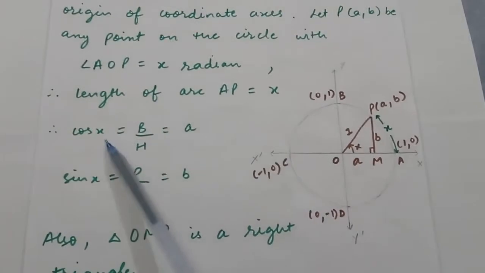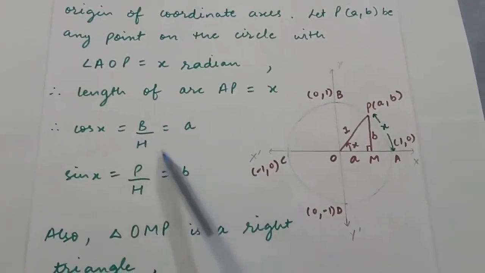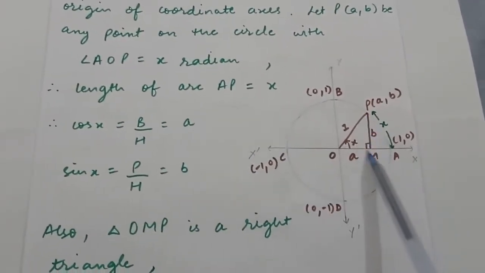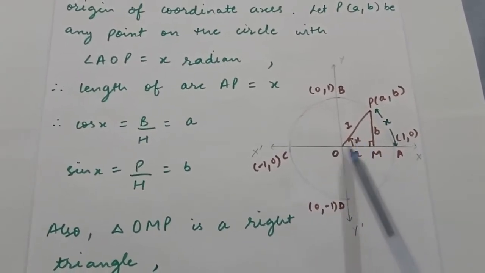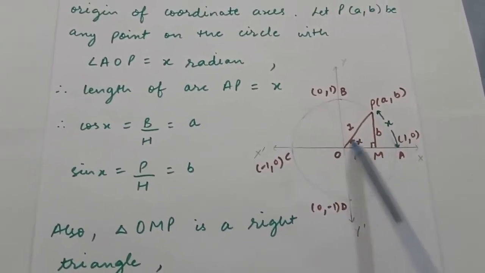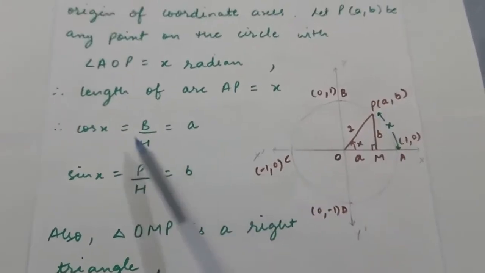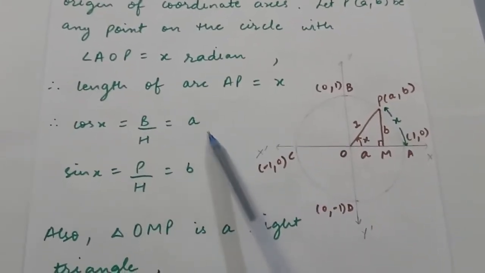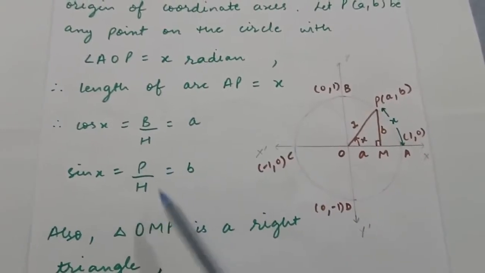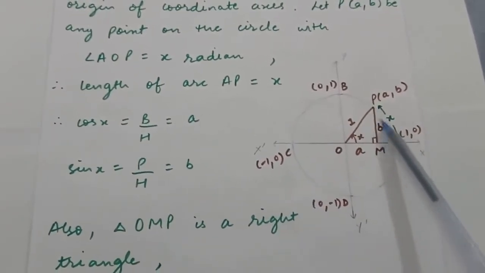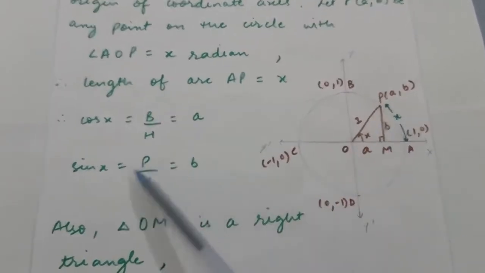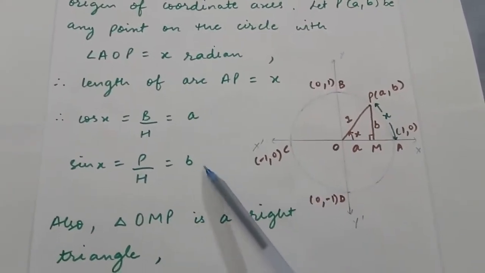Now cos x, as we know, is base upon hypotenuse. So you can check in this right angle triangle OMP, cos x will be base, which is a, upon hypotenuse, which is 1. So cos x you will get as a, and sin x will be p by h, perpendicular upon hypotenuse. So perpendicular is b, hypotenuse is 1. So you will get sin x as b.